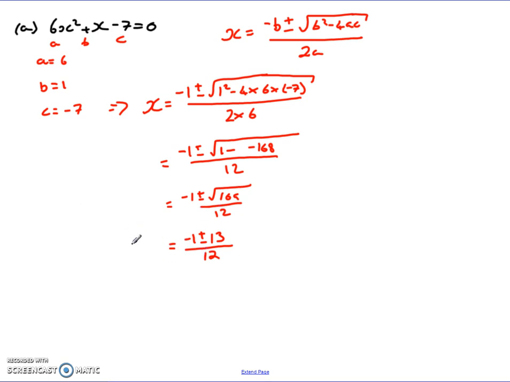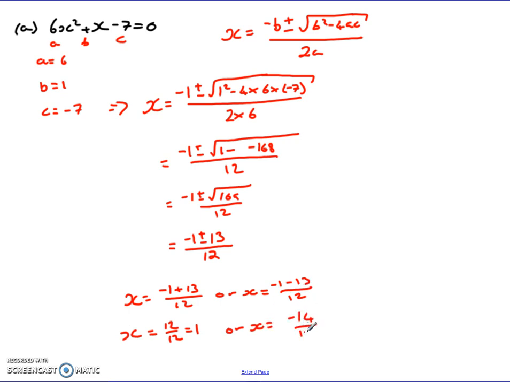So we take this and get our 2 roots from it. We say x equals negative 1 plus 13 over 12, or x equals negative 1 minus 13 over 12. So negative 1 plus 13 is 12 over 12, which is 1. Or for the second one, negative 1 minus 13 is negative 14 over 12, which gives me negative 7 over 6. So there are my 2 solutions for that one.